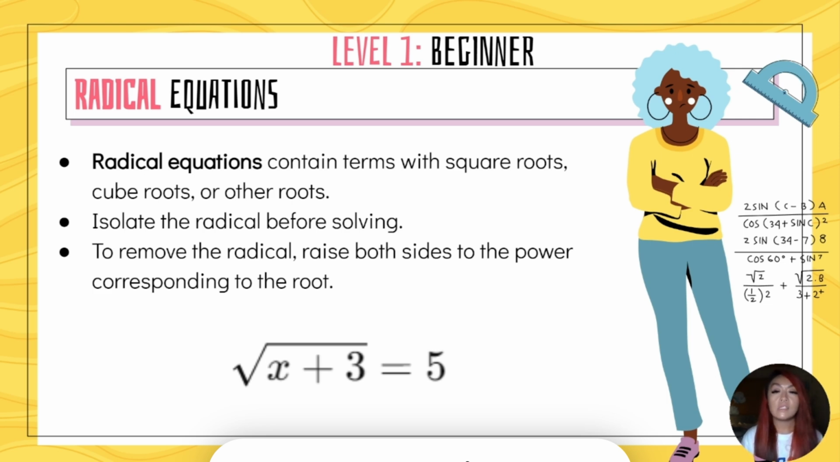So the goal is to isolate the radical before solving, and then to remove the radical and raise both sides to the power corresponding to the root, right? Inverse operations of that root. And we've seen that in previous lessons.